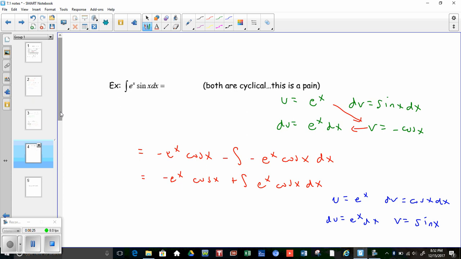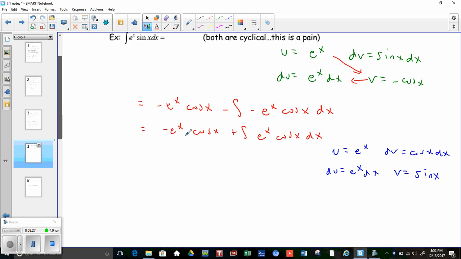All right, so now let's go ahead and rewrite it. Now remember, this first part stays. So that's going to be negative e to the x cosine x. Now this part right here is what I am taking the new integration by parts on. So it's uv, so that's e to the x sine x, minus the integral of v du, so that's minus integral e to the x sine x dx.